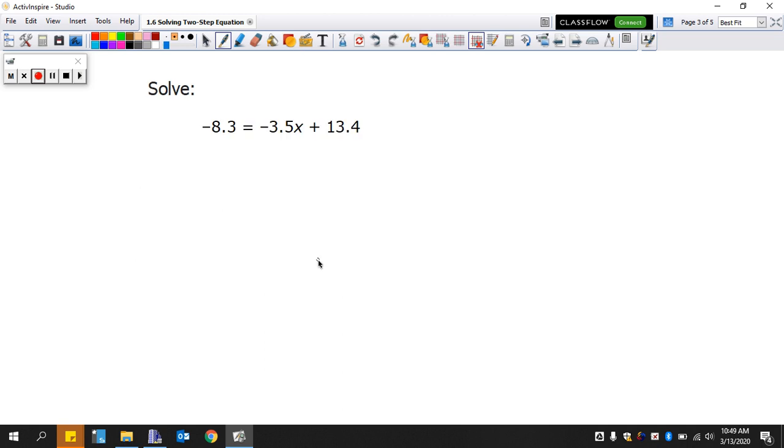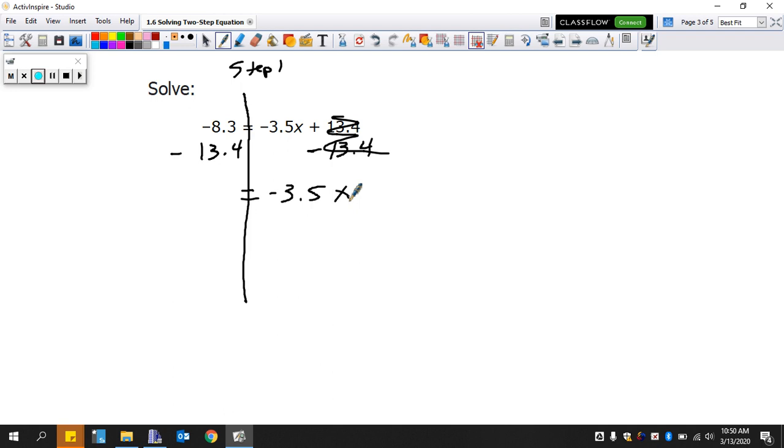Next one is the same thing. We have rational numbers, we have decimals. Step one is split the thing: draw a vertical line. We're going to subtract 13.4 from both sides. It cancels out. So on the right hand side we have negative 3.5x. Once again, both the signs are negative, they're both the same, so we're just going to combine them. So that'd be 7, 11, carry the 1, 21.7.